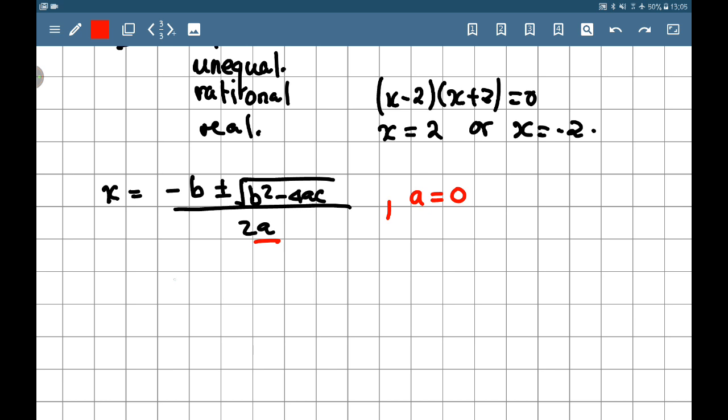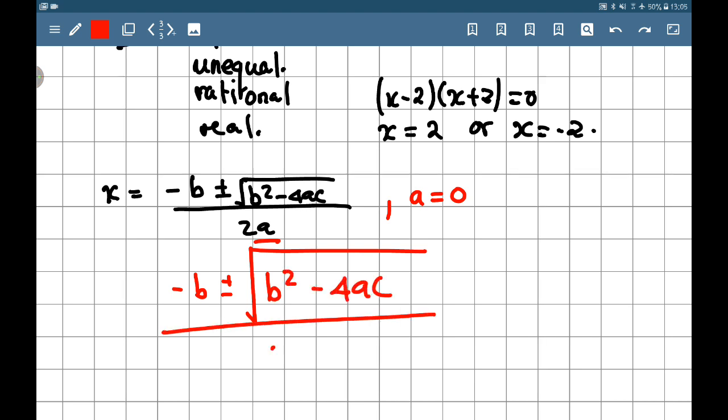But look at this. If we have minus b plus or minus, I'm writing it like that because this is the discriminant. And whatever is here, b squared minus 4ac, will determine if the roots are real, if the roots are irrational, and if the roots are equal or unequal. Are we following?